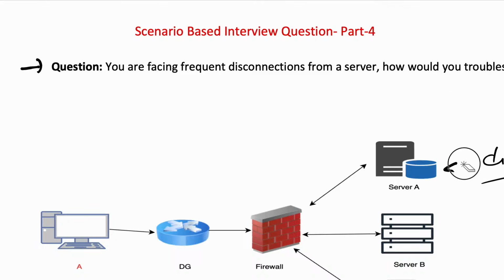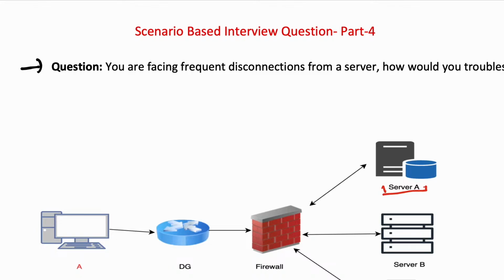This is the server which is having issues. We'll just mark it with red. Now, in order to check what exactly could be the issue, you would start with the first step, reachability. So you'll ask the interviewer about reachability. Then the interviewer will say, I am able to access it, but I am getting frequent disconnections.